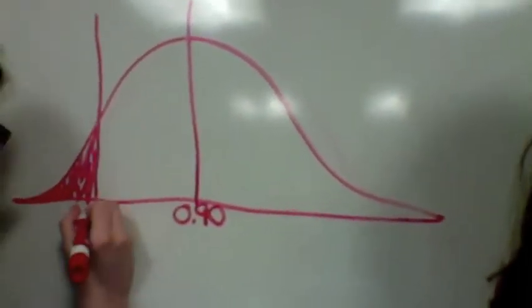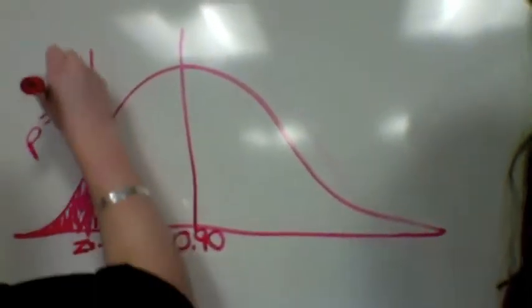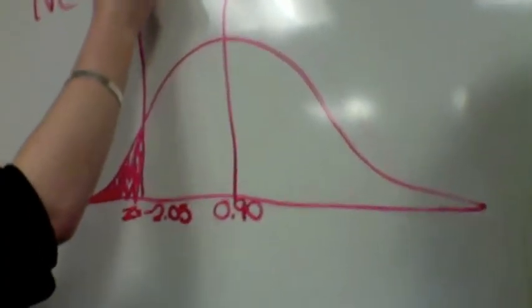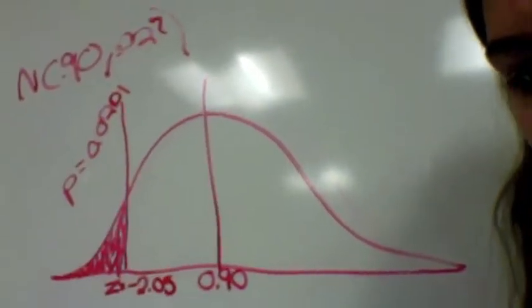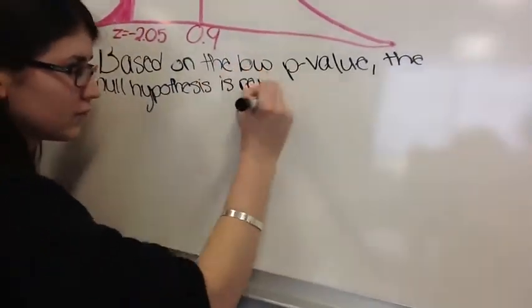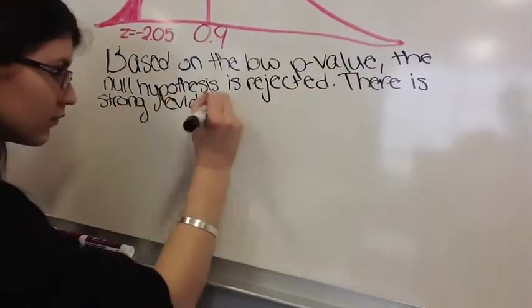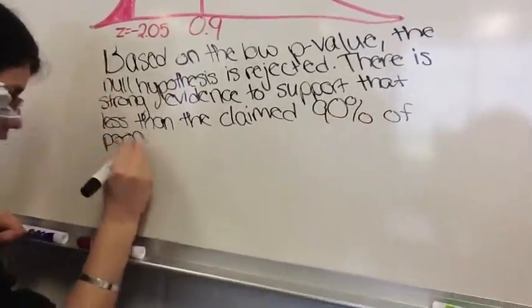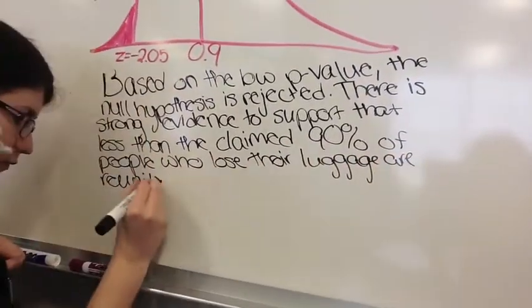Now we draw the model. P is the probability of this happening without any outside factors. There is a 2% chance this would occur based on the null hypothesis. Based on the low p-value, the null hypothesis is rejected. There is strong evidence to support that less than the claimed 90% of people who lose their luggage are reunited with it within 24 hours.